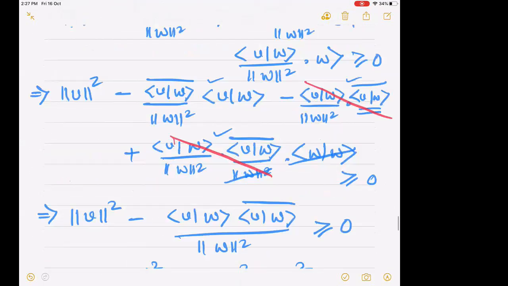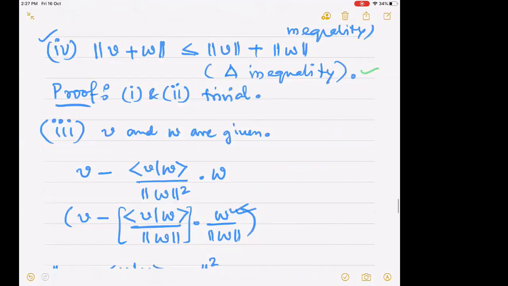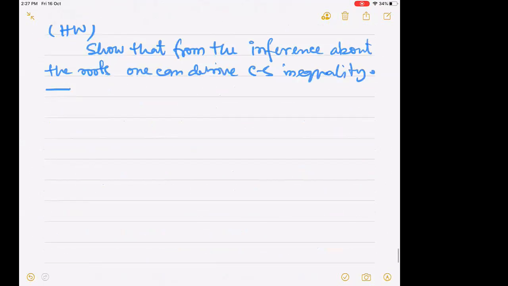Now we come to this fourth one, the so-called triangle inequality. Once again, it's very simple.